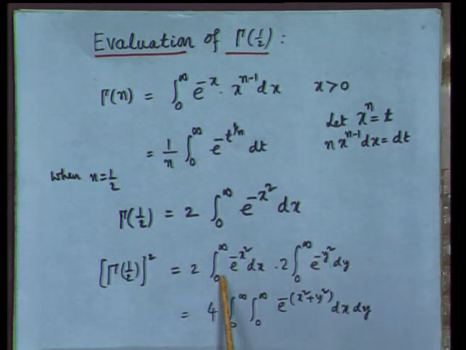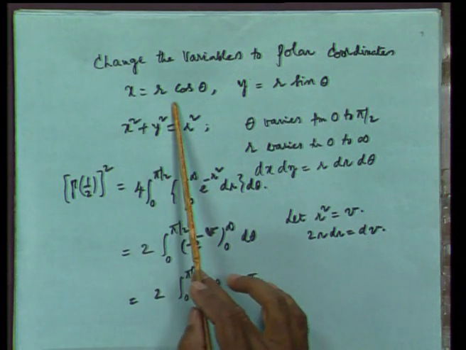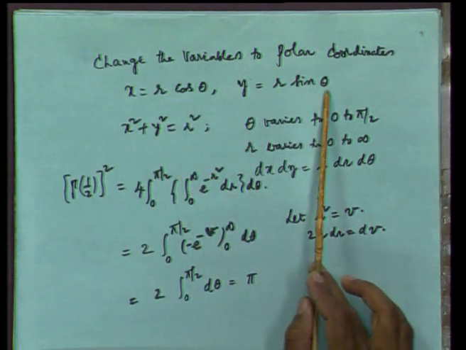So, taken together into the double integral from 0 to infinity, 0 to infinity, 4 times e to the power of minus (x squared plus y squared) dx dy. Now, we introduce polar coordinates for the evaluation of such integrals. Polar coordinates are given by x equal to r cos theta, y equal to r sin theta.